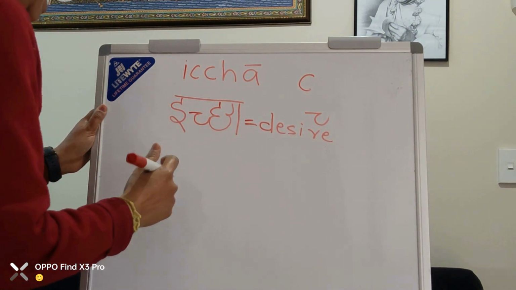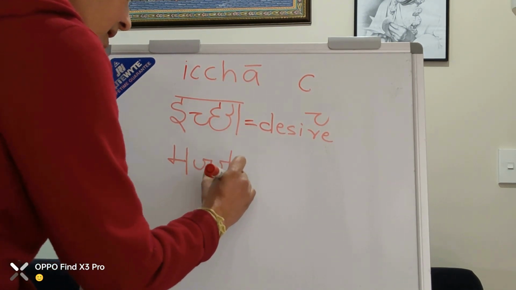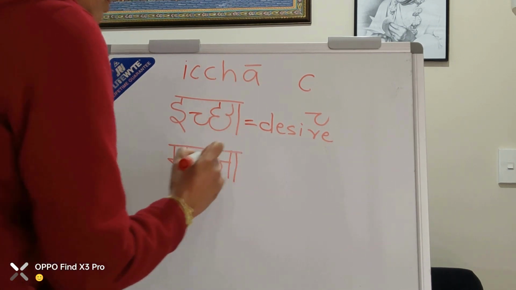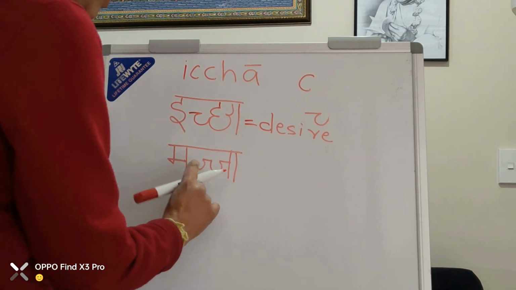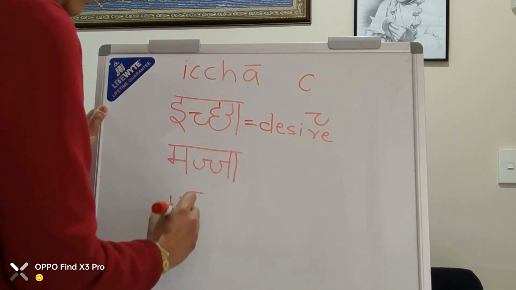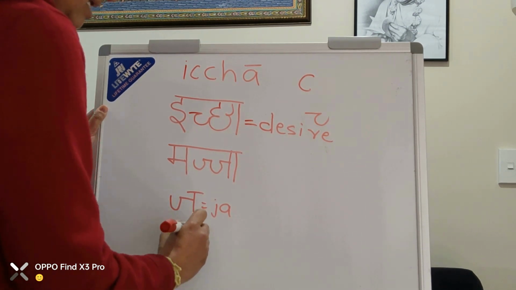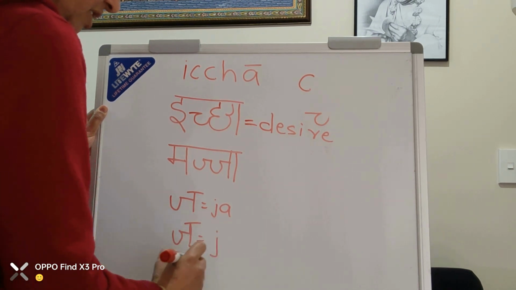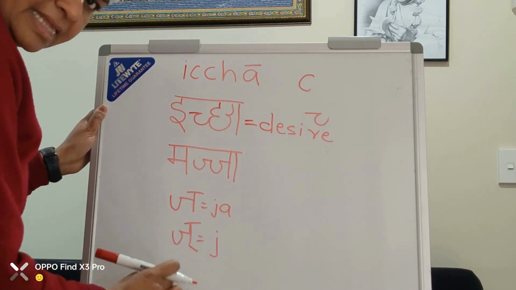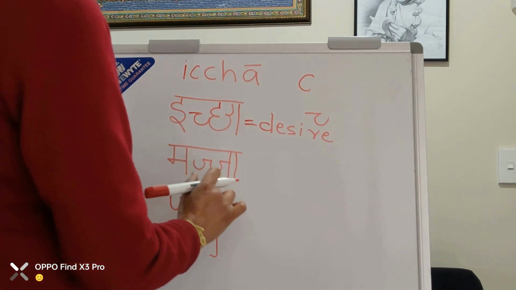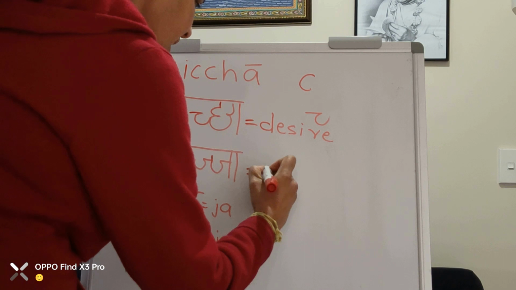Okay? Majja. So, ij. If it was full, it would be a j. This is a j. But here, when it's written together, you take away the line. Make sense? Very good. Majja means the bone marrow. Okay? So this is marrow.